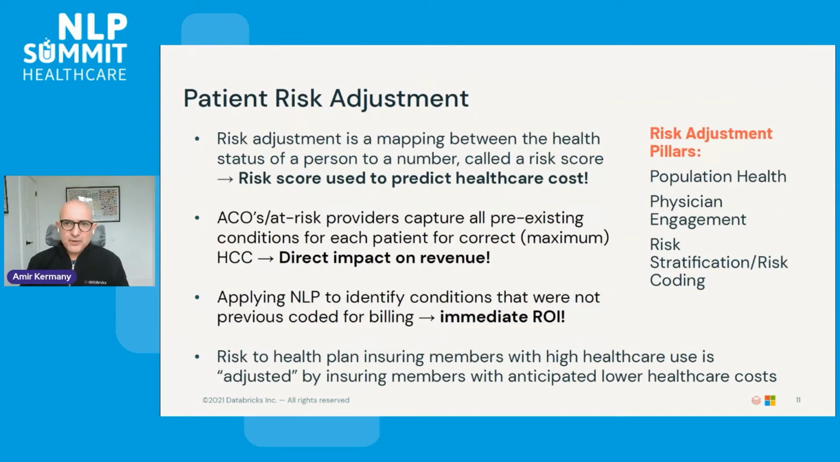As an example of one of the use cases, a very common use case within the payer space is patient risk adjustment, which Mo will be walking through. Just a little bit of background on the use case. Risk adjustment at a high level is a mapping between the health status of a person to a number. This number captures the future healthcare cost of that individual. It is very important, especially for ACOs and at-risk providers, to capture all pre-existing conditions for each patient so that they can get the maximum return when they are getting paid.